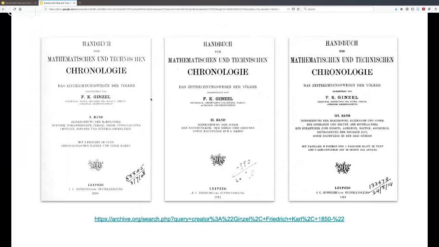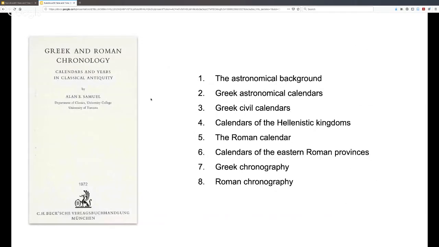Then we have another monumental work by Ginzel, again a handbook in 3 volumes. You can find them online, and it's still useful. And again, this is really a big collection, because here the author includes the Far East, North Europe, and the New World. So just to have an idea of this approach between the end of the 19th century and the beginning of the 20th century. In these publications they also discuss many different things, as you can see, the mathematical and technical aspects concerning chronology. We also have recent bibliography, like this book by Samuel concerning Greek and Roman chronology.